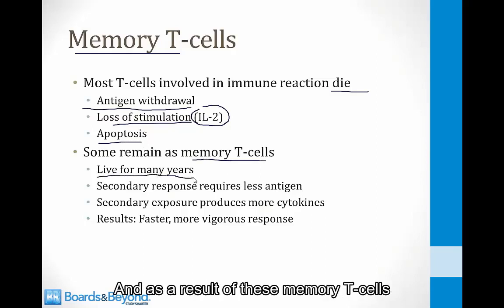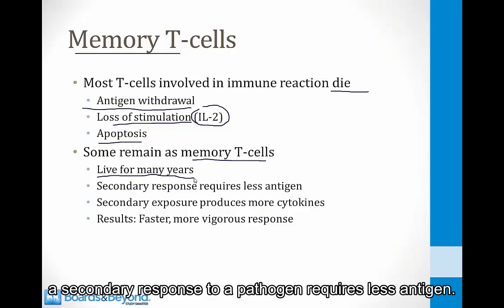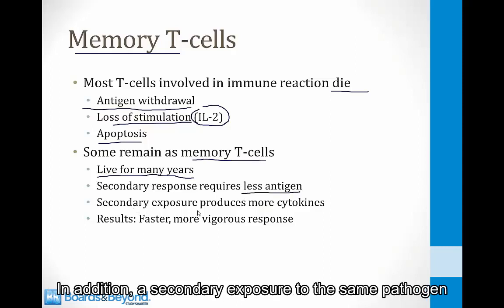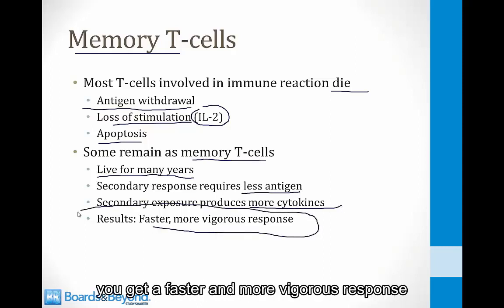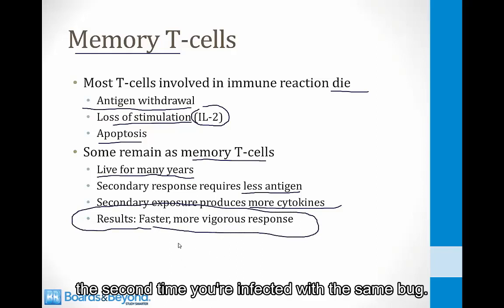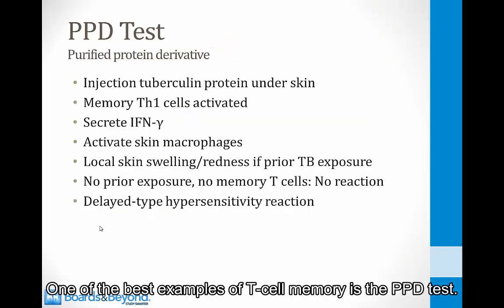And as a result of these memory T cells, a secondary response to a pathogen requires less antigen. In addition, a secondary exposure to the same pathogen produces more cytokines. And as a result, you get a faster and more vigorous response the second time you're infected with the same bug. One of the best examples of T cell memory is the PPD test.